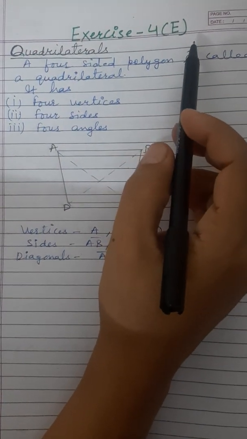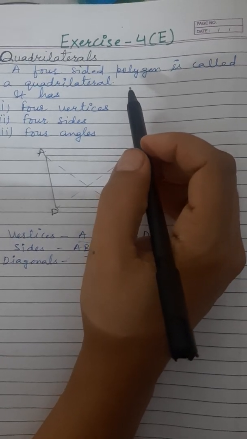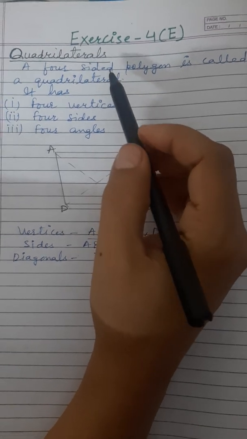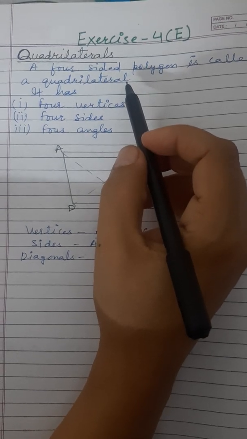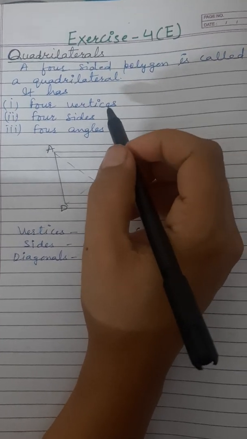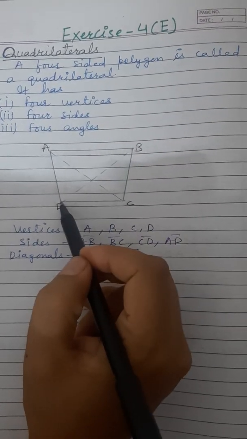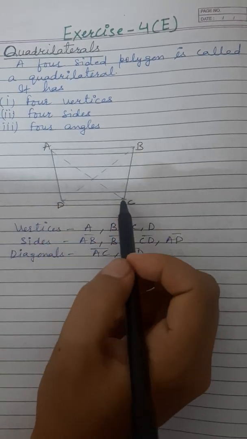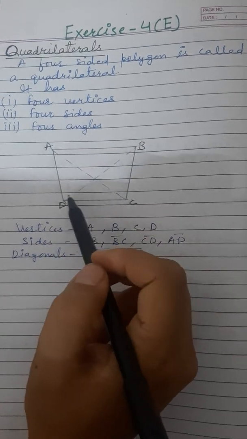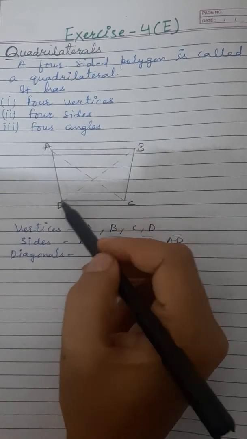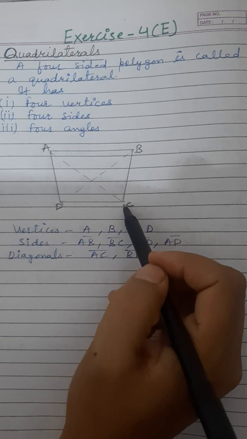Now exercise 4E. This exercise is about quadrilateral. What does it mean? Quadri means four, lateral means sides. So a four-sided polygon is called a quadrilateral. Square and rectangle are examples of a quadrilateral, and it has four vertices A, B, C, D, four sides AB, BC, DC and AD, four angles, angle A, angle B, angle C and angle D. And BD and AC are the two diagonals here. So this was about quadrilateral.